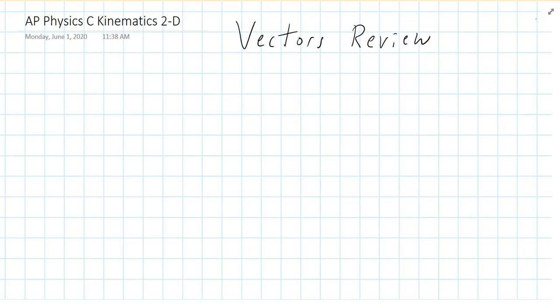Hey folks, today we are going to start the second unit in AP Physics, which is kinematics or motion in two dimensions. In the previous unit we did kinematics in one dimension. Either something was moving left and right along the ground like a car, or something was moving up and down like a ball falling or throwing a ball straight up into the air.